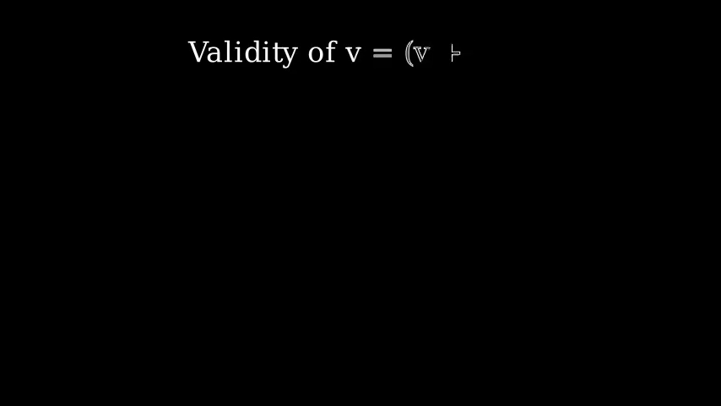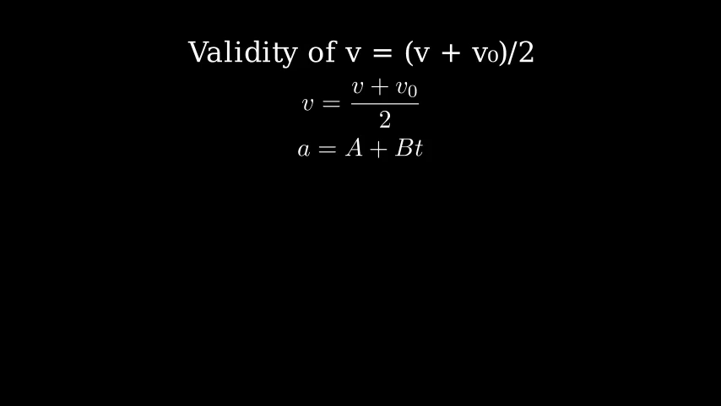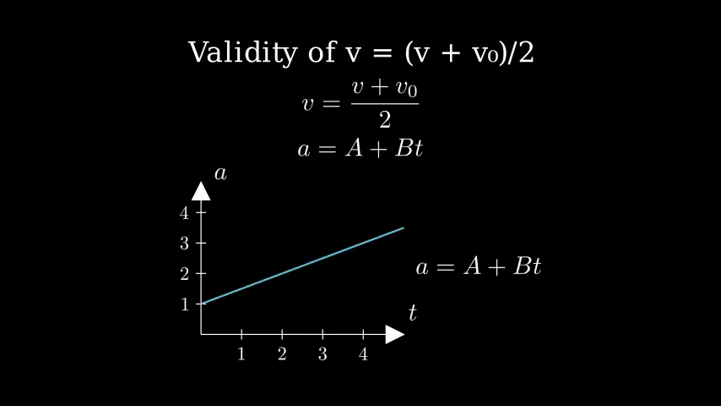Let's examine why the equation v equals (v plus v naught) over 2 is not valid when acceleration is equal to a plus bt, where a and b are constants. Let's start by understanding what this means graphically.